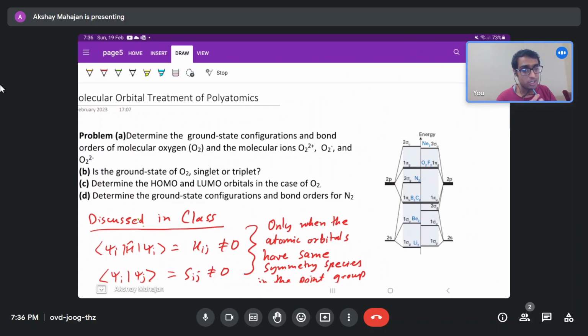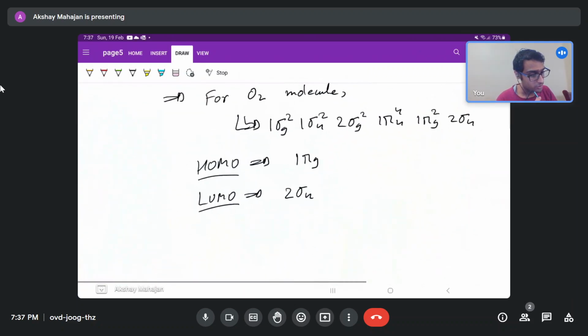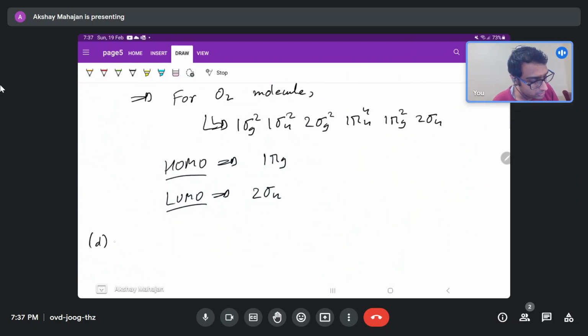The last part that we have to do: similarly to oxygen, we can also write the configuration and bond order for nitrogen as well. So let's just do that. For the nitrogen molecule, we have 10 valence electrons.